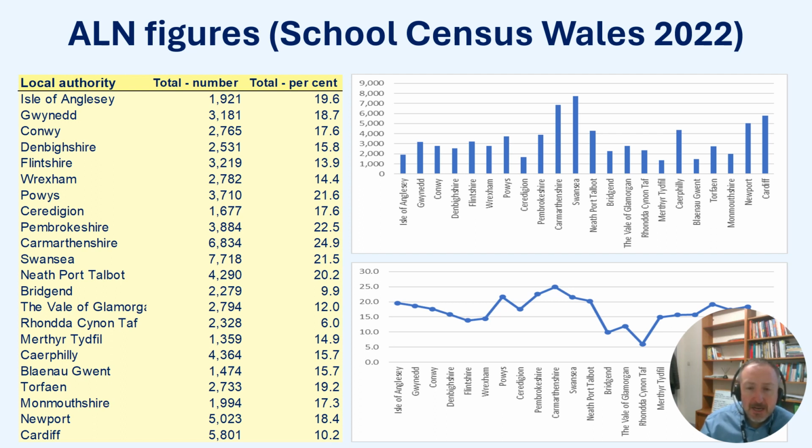So why do we have these differences in terms of patterns of the number of learners who are identified as having additional learning needs? Are there fewer learners with needs in Rhondda Cynon Taf compared to Powys, or are there differences in, for example, how learners are supported in schools in these different local authorities?